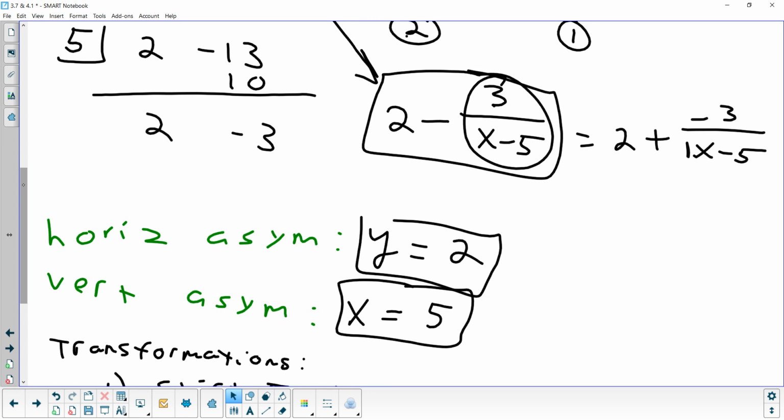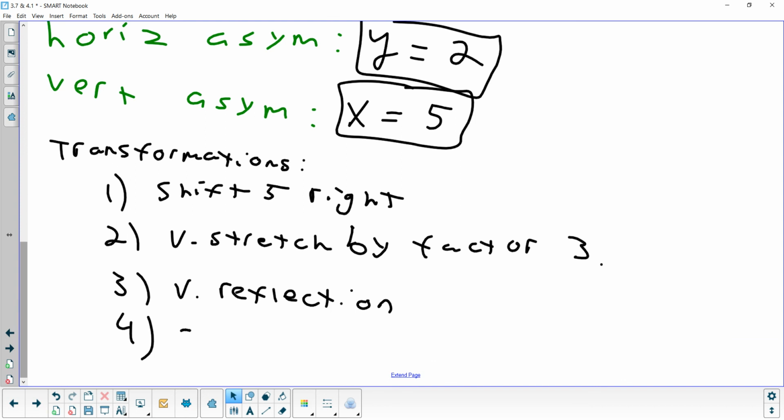The last thing is this 2, and it's a positive. They put it in front. That's okay. What is that 2 going to do? Yep, shift up. Good. With vertical, positive is up, negative is down. It's just like you would expect. Shift up 2. Okay.